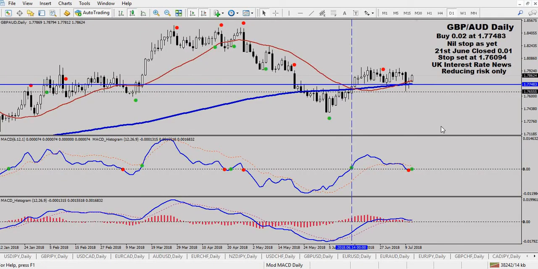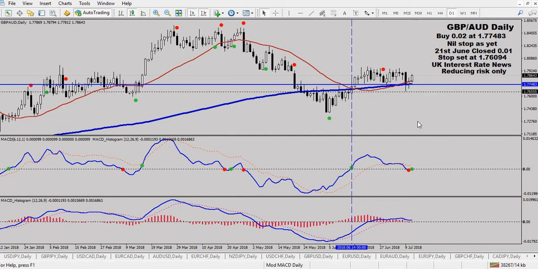Finally, pound Aussie, very similar to the New Zealand Japanese yen. I was in a buy back here, already closed half when the UK interest rate news was coming out. My stop was in place. Wasn't touched, very close, but it wasn't. This morning we had a confirmed cross on the fast MACD to the downside, so I've closed that remaining buy trade for an overall profit.